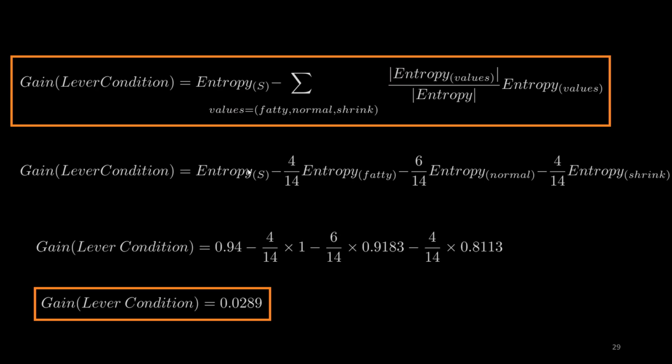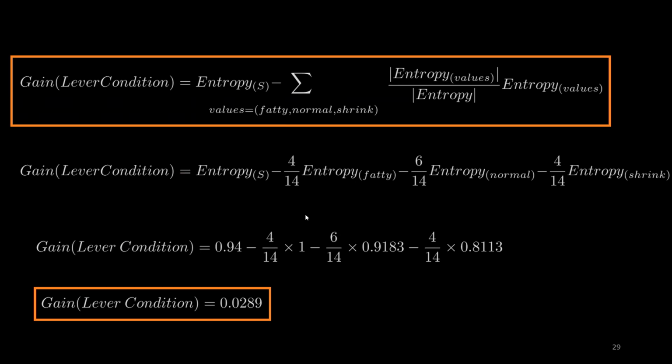This is the entropy of the whole dataset, which is 0.94. This is the weighted value of the value fatty, and this is its entropy. This is the weight of the word normal appearing in the column of the liver condition, and this is the entropy value. Similarly, this is for shrink. If we solve all of this, we will get the information gain of liver condition as 0.0289. So this is done with the liver condition.